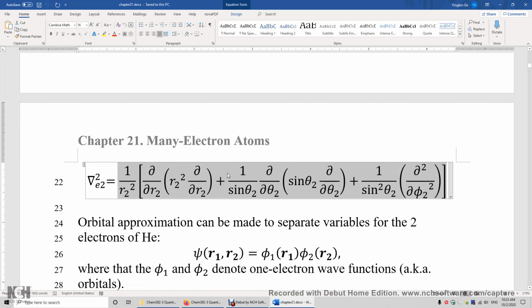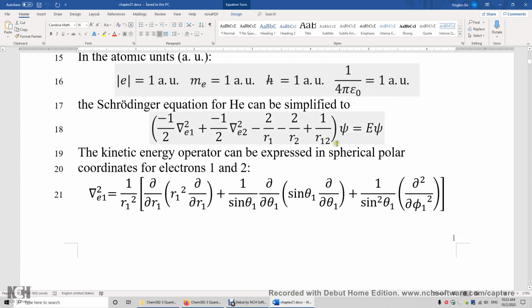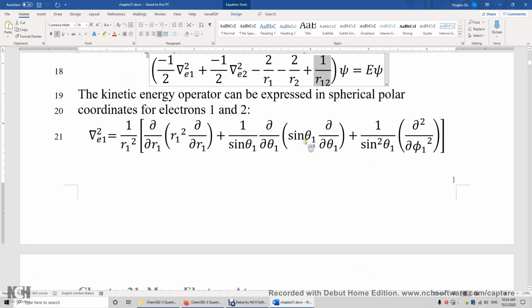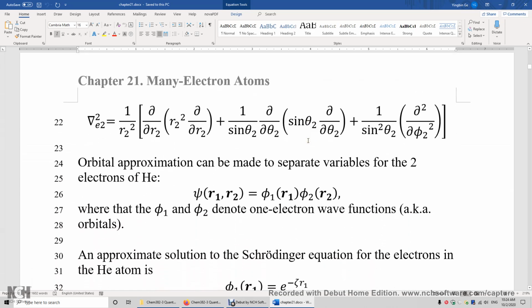How do we solve this Schrodinger equation? I mean, it looks simpler, but if you look at this r12, you have the coordinates of electron 1 and the coordinates of electron 2 strongly correlated to each other. There's no way to separate the coordinates of electron 1 from the coordinates of electron 2. So it's extremely difficult to solve this Schrodinger equation for this two-electron system. But by making some approximations, we can solve the Schrodinger equation approximately.